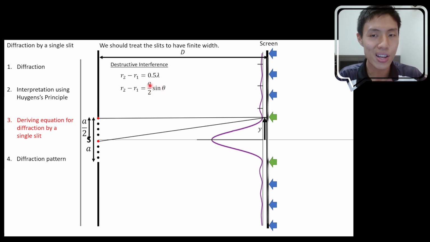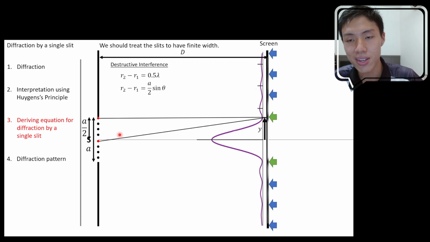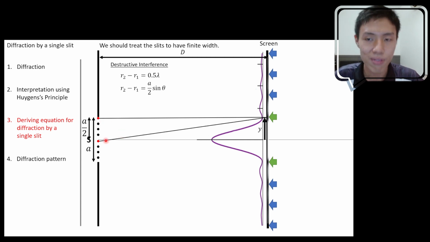If you ask me where you get this a over 2 sine theta, you might need to review back to the interference video that we did last time. In the interference video, do you remember I labeled, oh, here is theta, then here is 90 minus theta, then here is 90 minus theta, therefore here is theta.